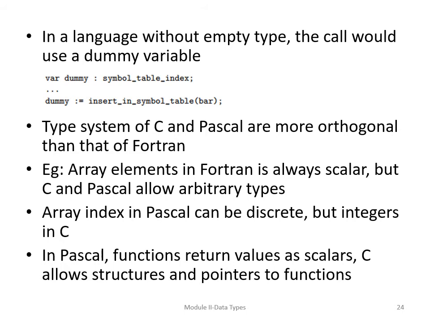The type systems of C and Pascal are more orthogonal than that of Fortran. The array elements in Fortran are always scalar, but C and Pascal allow arbitrary types. The array index in Pascal can be discrete, but only integers are allowed in C. In Pascal, the function returns values as scalars, and in C it allows structures and pointers to functions.